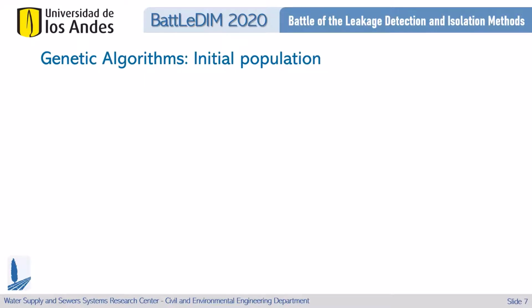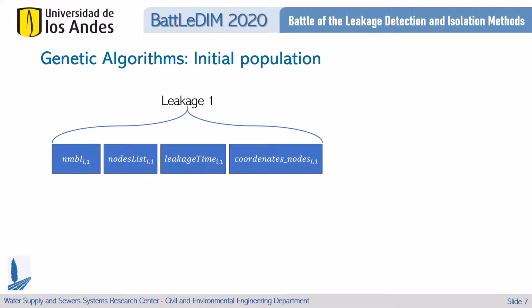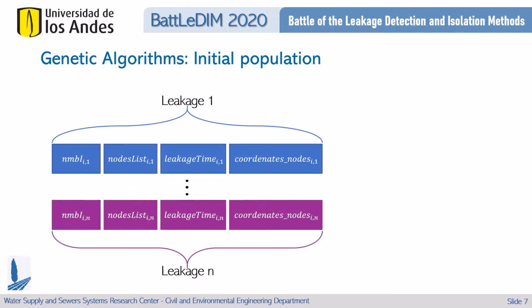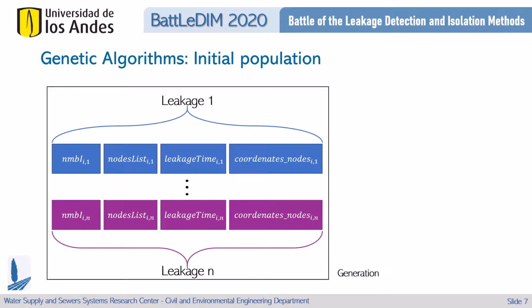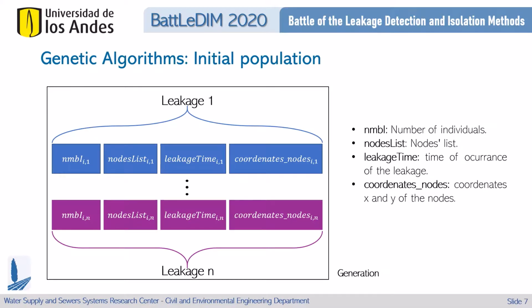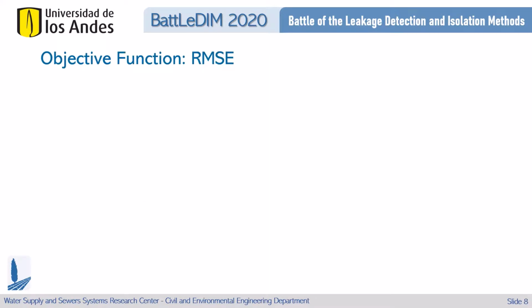The first step of the genetic algorithm is to create an initial population in which there are possible solutions to the main problem. Each individual has 4 specific genes that compose a chromosome that describes it. These characteristics are the number of individuals, node list, X and Y coordinates of each node, and leakage time. These genes describe the possibility of finding a leak in the pipe.